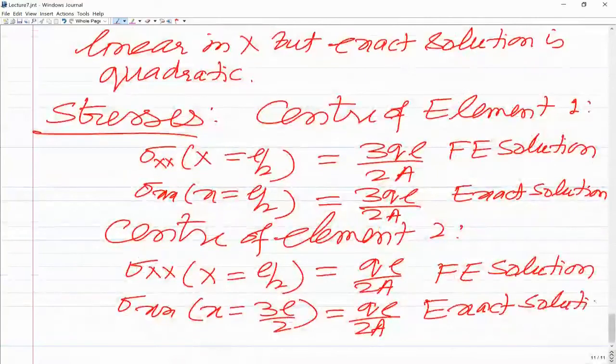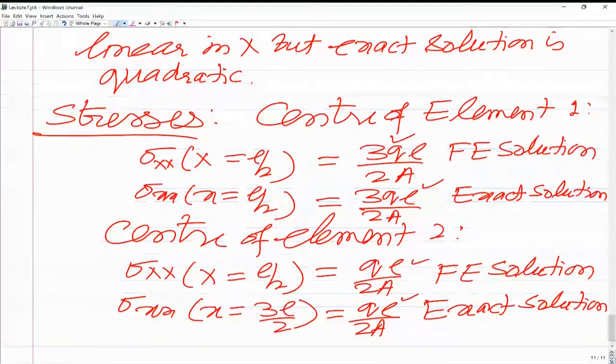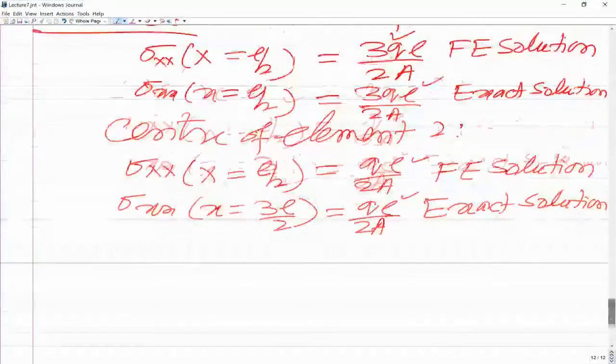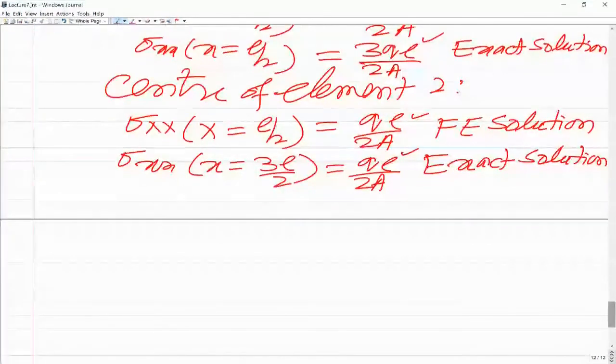So again, what is the observation? The observation is that stresses at the center of the element match between the FE and the exact solution. So you see that these two results match, and similarly these two results match. Within each element the stresses are constant in the FE solution, whereas in the exact solution they are linear functions of x, but at the center of the element they actually match. So the observation is that stresses at the centers of the elements match with the exact solution.